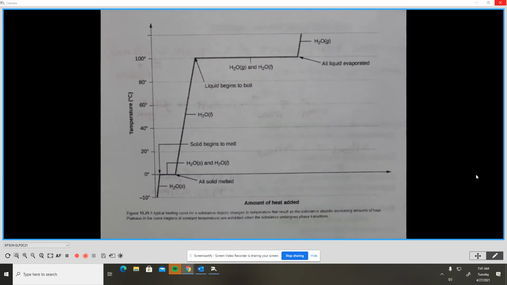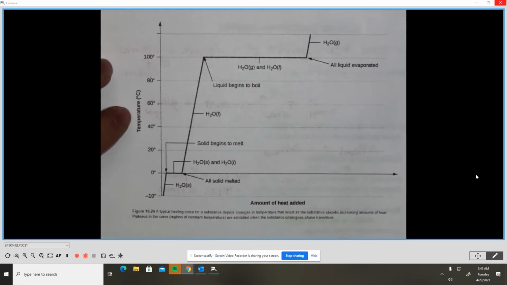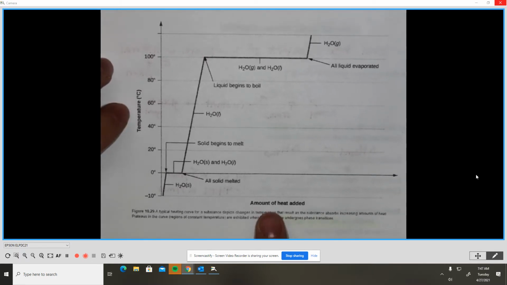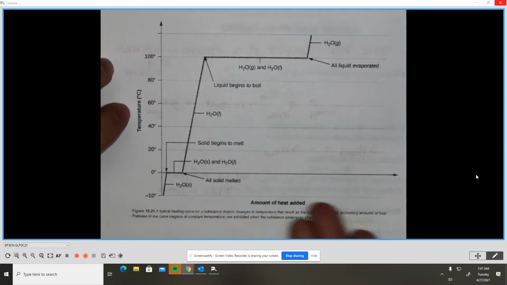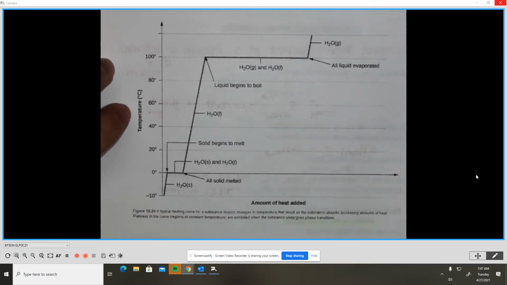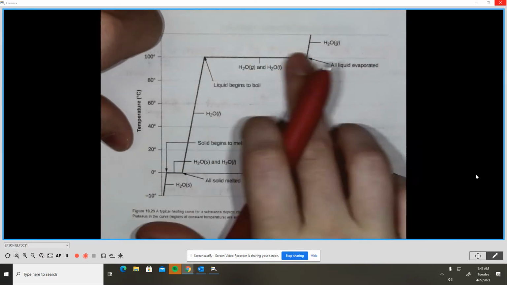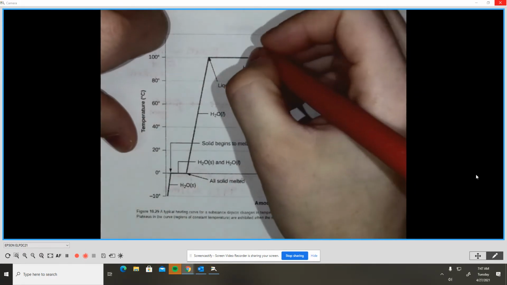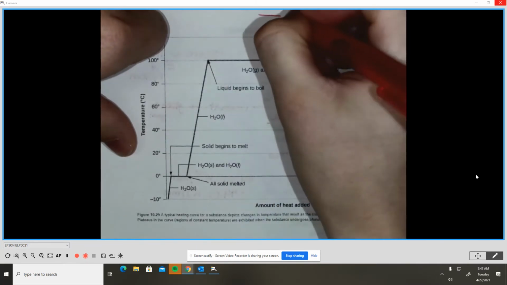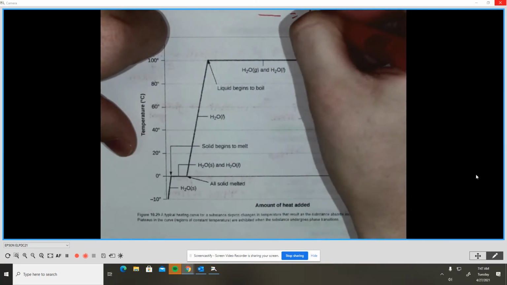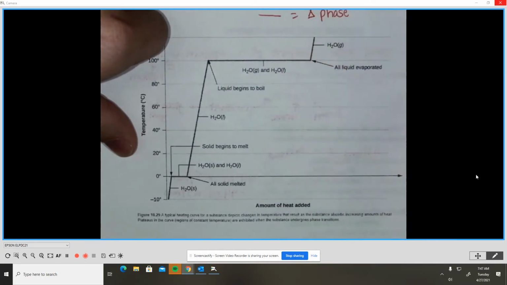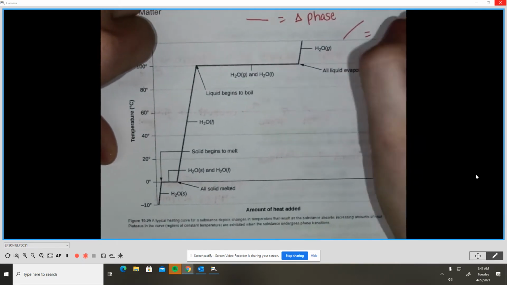Okay, so this is a heating and cooling curve. We have temperature in degrees Celsius on the left side, and heat added, in kilojoules, usually on our x-axis. So we have a few different states happening here. When we have a flat line, that is a phase change. So flat lines equal change in phase. Angled lines are going to equal heating or cooling.